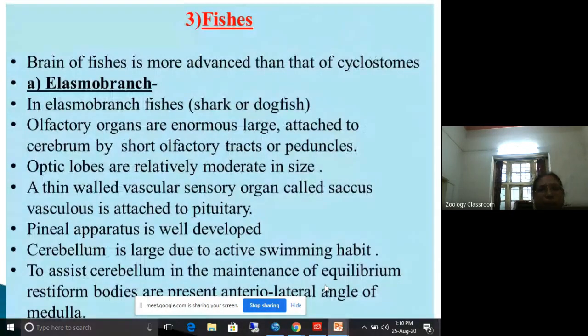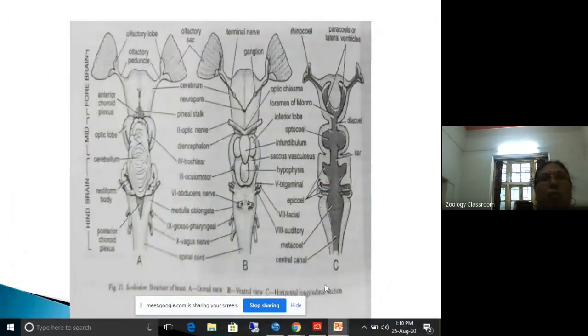Then in fish, we see the shark or dogfish brain. First, the olfactory lobe is called rhinencephalon. Second, the cerebrum is called telencephalon. The diencephalon is called thalamencephalon. These are included in the forebrain or prosencephalon. Then the midbrain consists of the optic lobes, also called mesencephalon. And the hindbrain consists of the cerebellum, called metencephalon, and the myelencephalon, parts of the rhombencephalon.